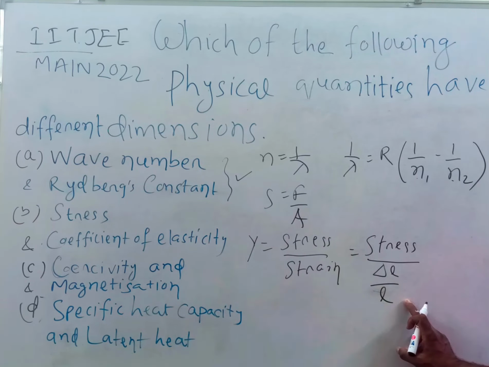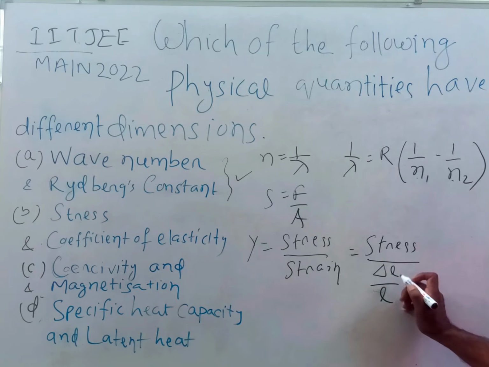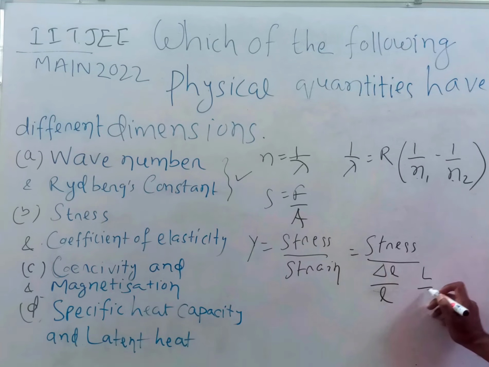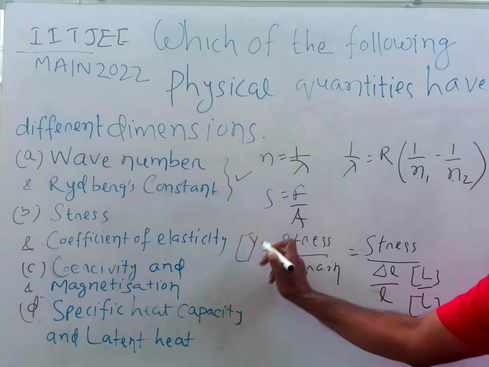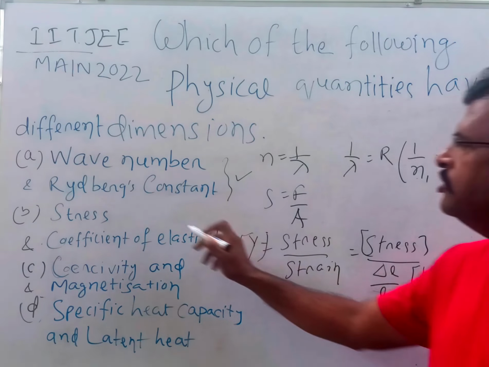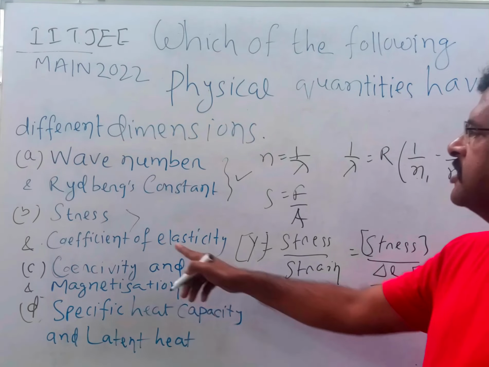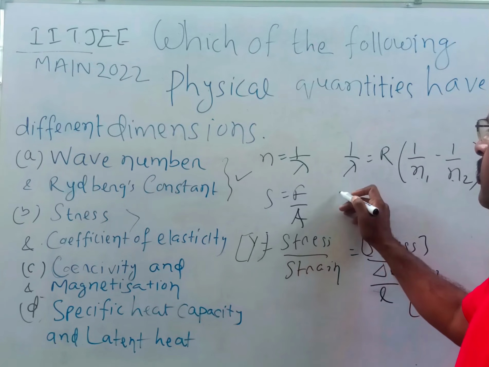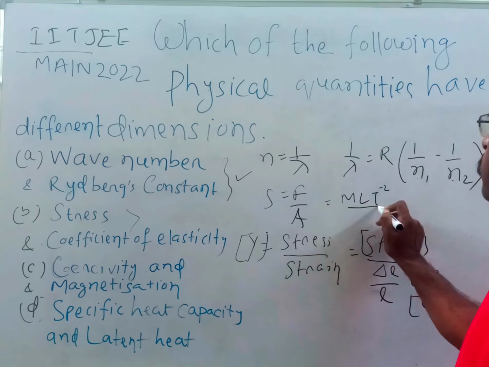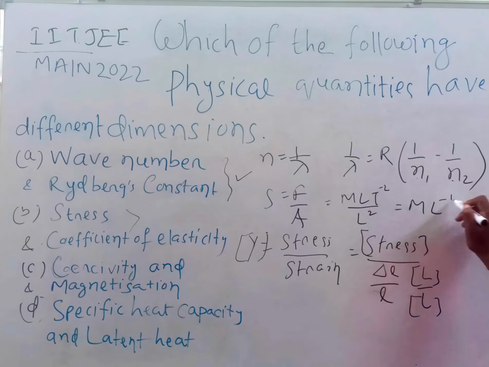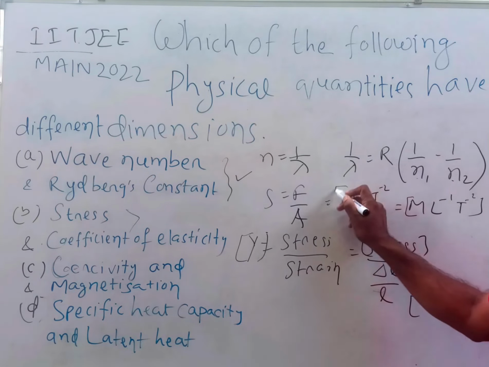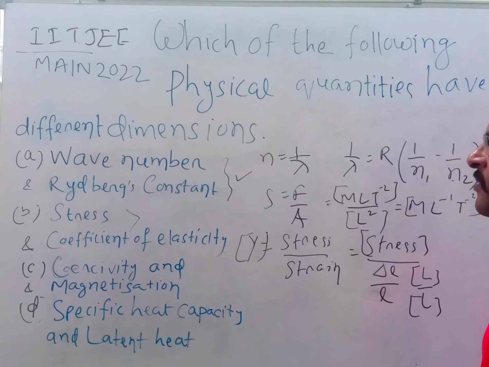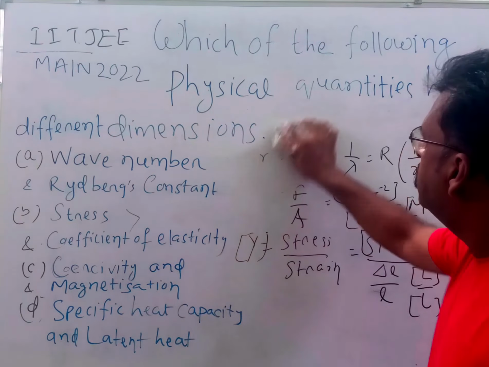So both have the same dimensions, and these two terms will cancel because this will be L by L. Okay, student, they will cancel each other, and Y will have the same dimensions as stress. So both of them also have the same dimensions, that of stress or force by area, or M L^-1 T^-2, same as that of pressure, students. Okay, student? Then let us study the third pair.